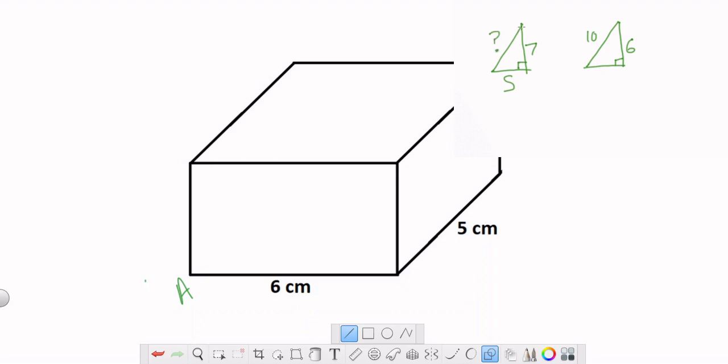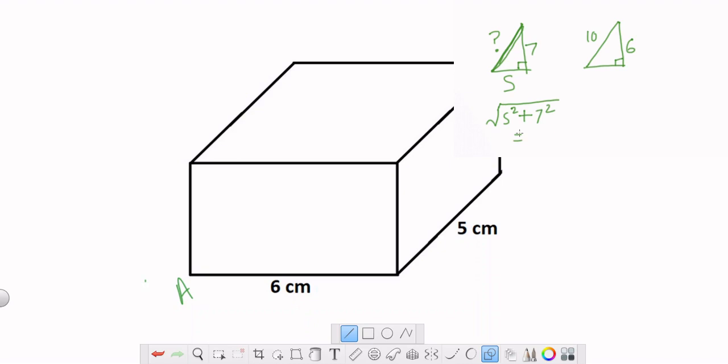Now this side here, for this triangle, is the longest side. For the longest side, you need to have a plus. So this is what we do: 5 squared plus 7 squared. You put that in the calculator and you'll get an answer.